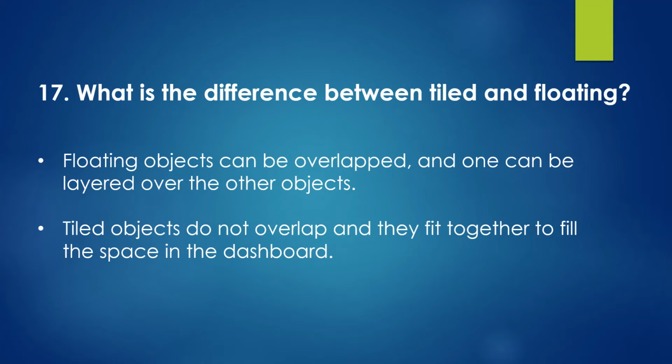Then we have, what is the difference between tiled and floating? So simply, floating objects can be overlapped and one can be layered over the other objects. So this means that it's up to you to change the size of your object. Okay, so you can change the size, you can change the height, you can change the width, right? Whereas tiled objects do not overlap and they fit together to fill the space in the dashboard. So you cannot change the size manually, or you cannot, for example, have one view or one graph on another. Okay, so this is the main difference between floating and tiled objects.